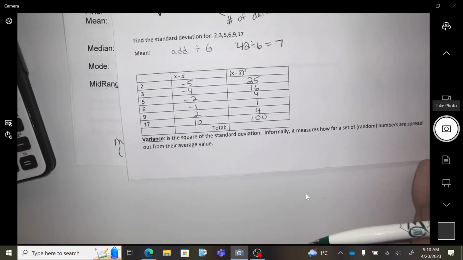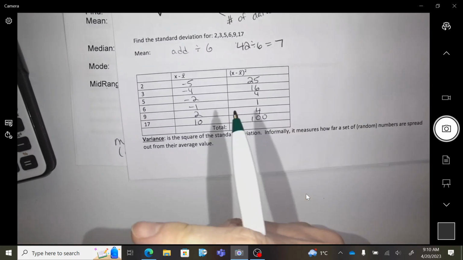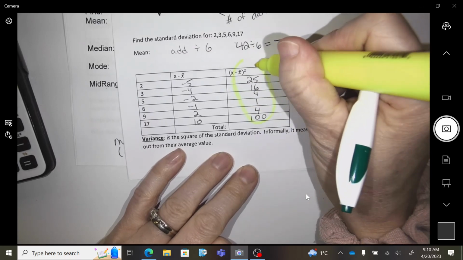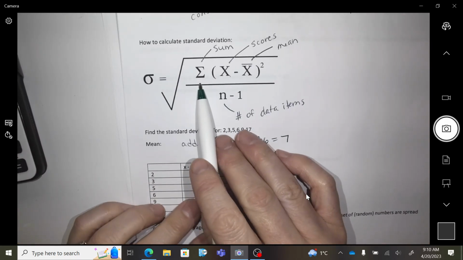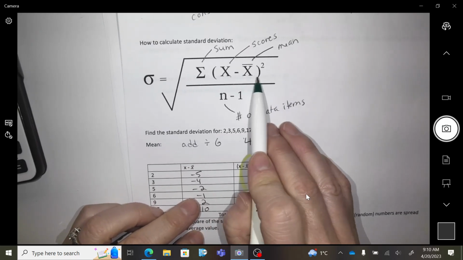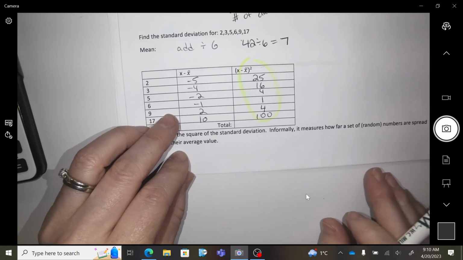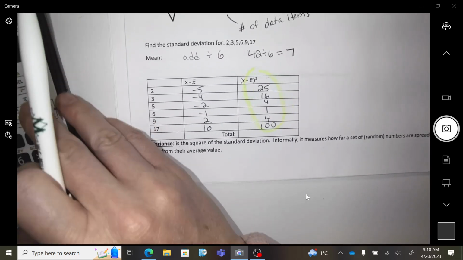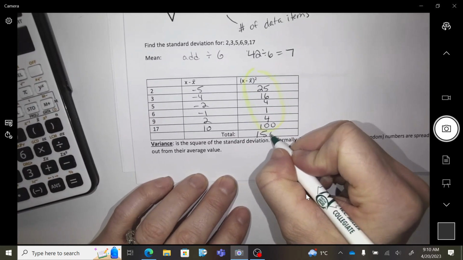All right, so here's the chart. Now I need the total of this. I need to add those all up because that's what this means to do, the sum of all of those numbers. So add them up. I got 150.